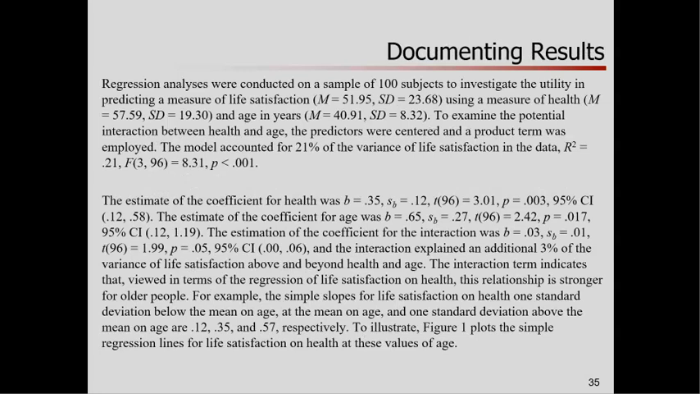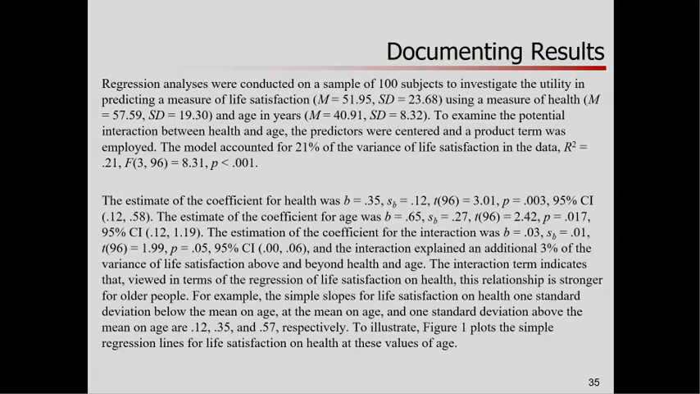Here's how I might write this up in a few short paragraphs. I'd start by saying: regression analyses were conducted on a sample of 100 subjects to investigate the utility of predicting life satisfaction. Here are some summary statistics for the outcome. Using a measure of health as a predictor, summary statistics; age measured in years, summary statistics. And now, pertinent to what we've been discussing, to examine the potential interaction between health and age, the predictors were centered and a product term was employed.